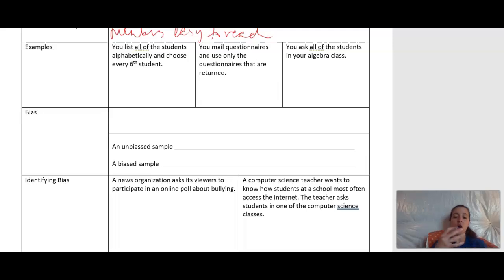Well, that's pretty easy because they're all in one place together. So that's going to be our convenience sample.